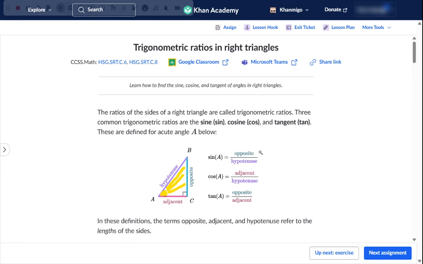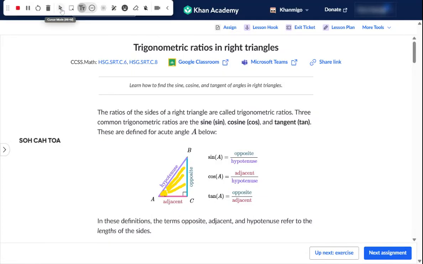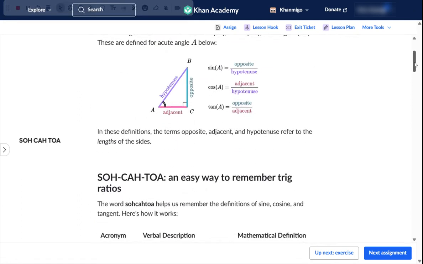So an easier way to remember this is SOHCAHTOA. We're going to type that out. SOHCAHTOA, where SOH stands for sine is opposite over hypotenuse, CAH is cosine, adjacent over hypotenuse, and TOA, tangent, is opposite over adjacent. So this is just a little mnemonic device to help us remember. SOHCAHTOA, trig ratios. All right, we're going to continue in the article.